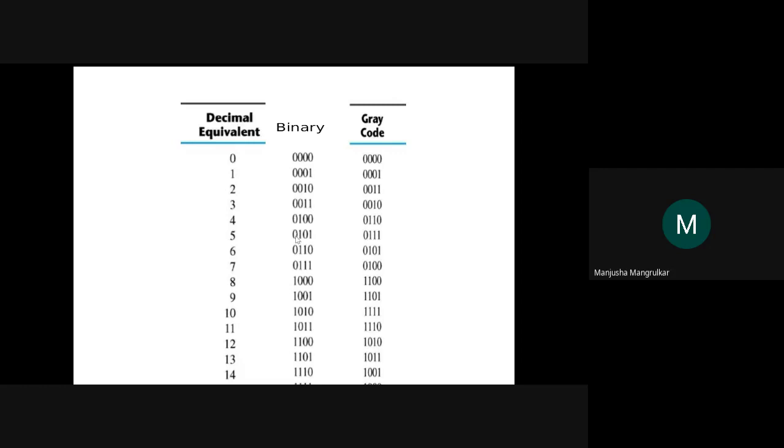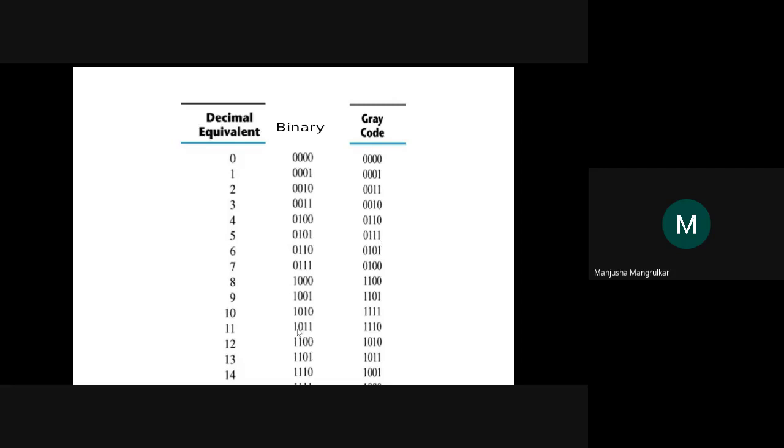Now we'll take one more example. This is the number 5, right? The first bit is copied as it is. The first bit of binary is added with the second bit of binary, that is 0 plus 1 is 1. It is the gray bit we'll get. 1 plus 0 is again 1. So we get the second bit, and then the third bit. And 0 plus 1 is 1. We'll get that in the third bit also.